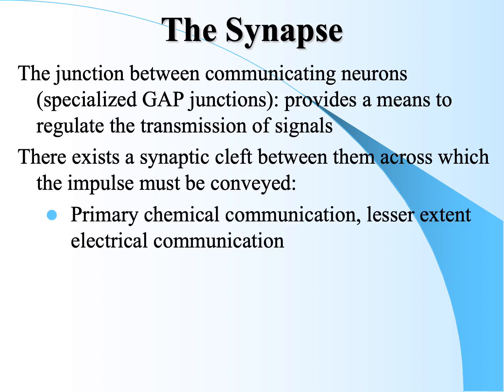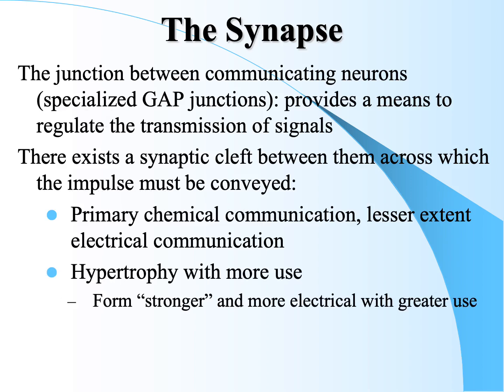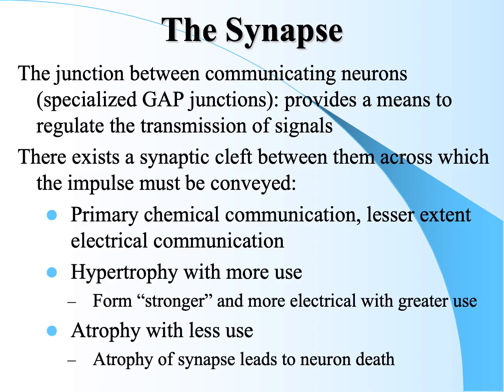Primarily, these are going to be chemical, and to a lesser extent, we get the electrical. And like we talked about before, the more we use them, the stronger they'll become, and the less we use them, the weaker they'll become. And if we get excessive weakening, it will actually lead to that apoptosis, because the secretory cell, the neuron, wants to secrete. And if we're not giving it a chance to secrete, then it's going to undergo its apoptotic cycle.